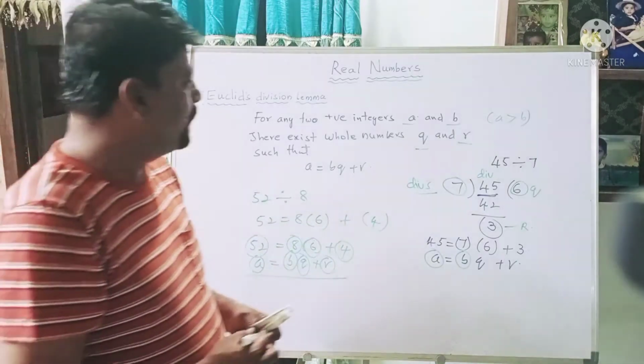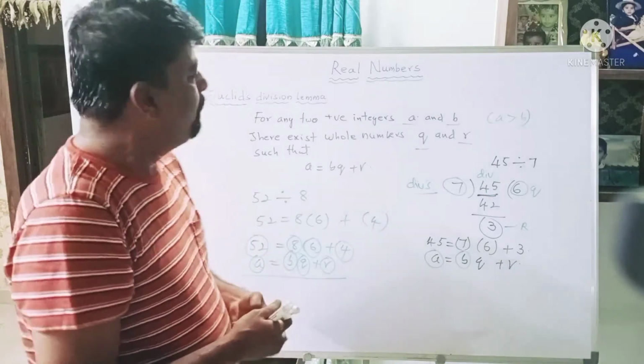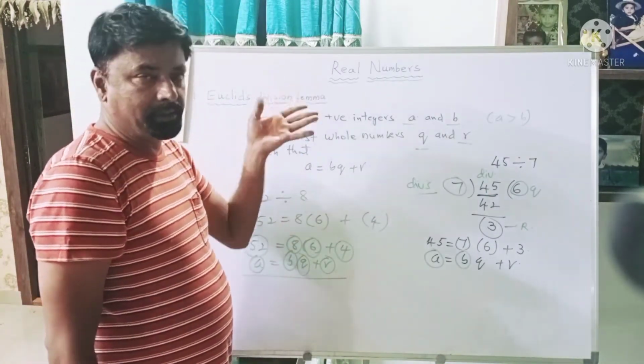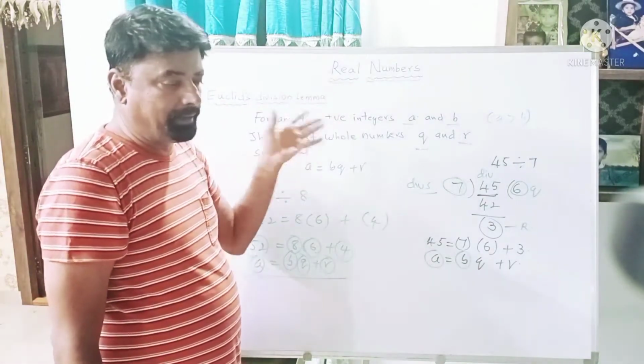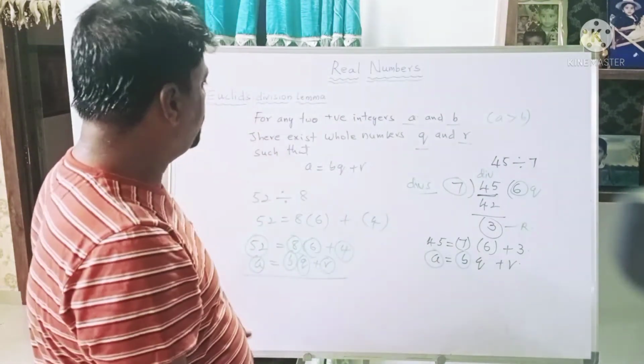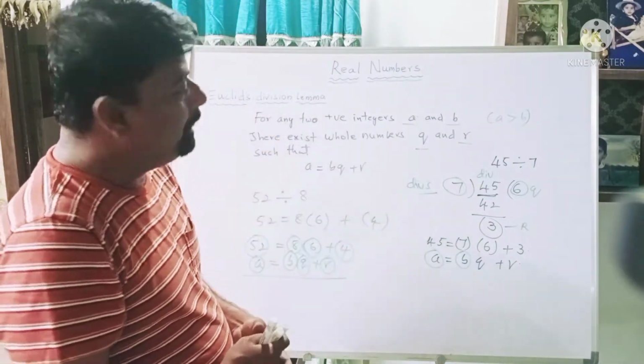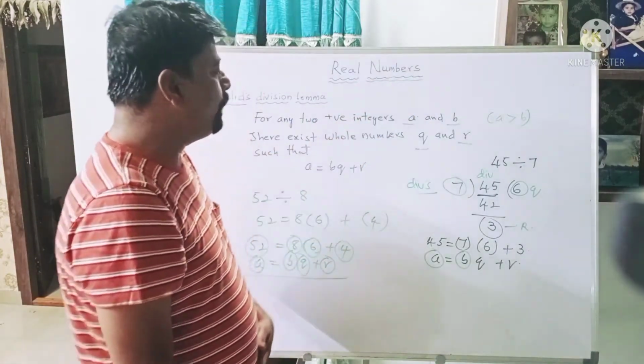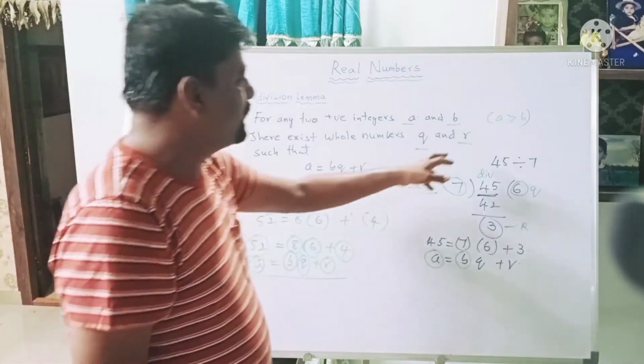So this is called Euclid's division lemma, beta. By using this Euclid's division lemma, there is a beautiful application. We have some beautiful applications in your 10th class, so we need to learn those applications, beta. But before I explain those applications, I want to discuss with you what R is.